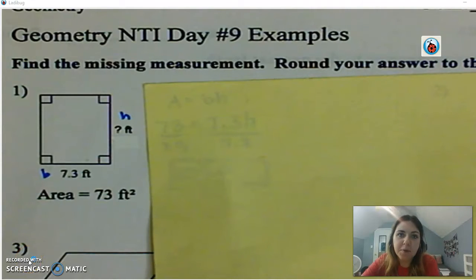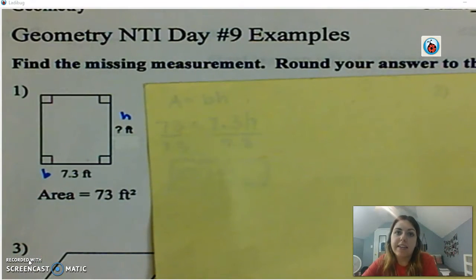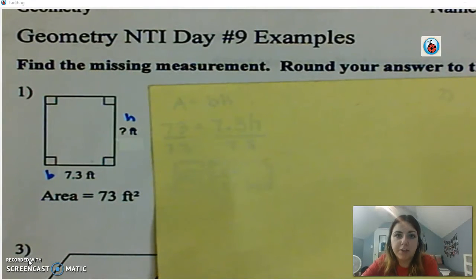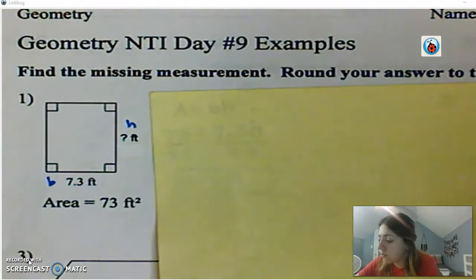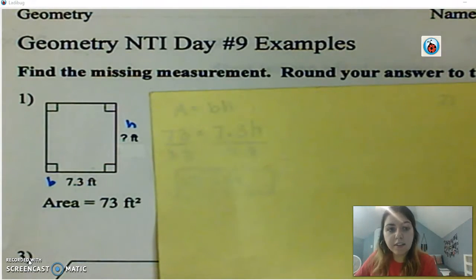Okay, so I am going to walk through the first section of the day 9 examples, and day 9 is all about familiarizing yourself with the formulas for area and circumference for all the different shapes, and really just knowing what they mean and knowing what all the parts mean. And so I'm going to walk through problems 1 through 5. And here's problem number 1.